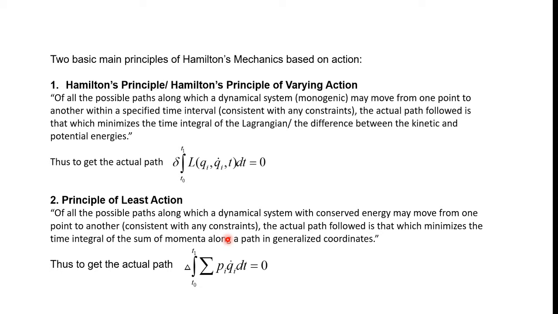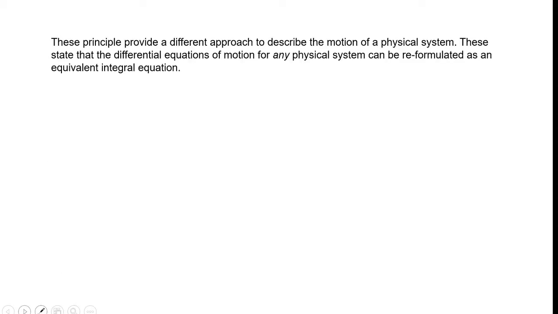So basically you have two principles. One is known as Hamilton's principle, one is known as the principle of least action. There are certain basic differences between the two principles, but the aim of the two is the same. These principles provide a different approach to describe the motion of a dynamical system.